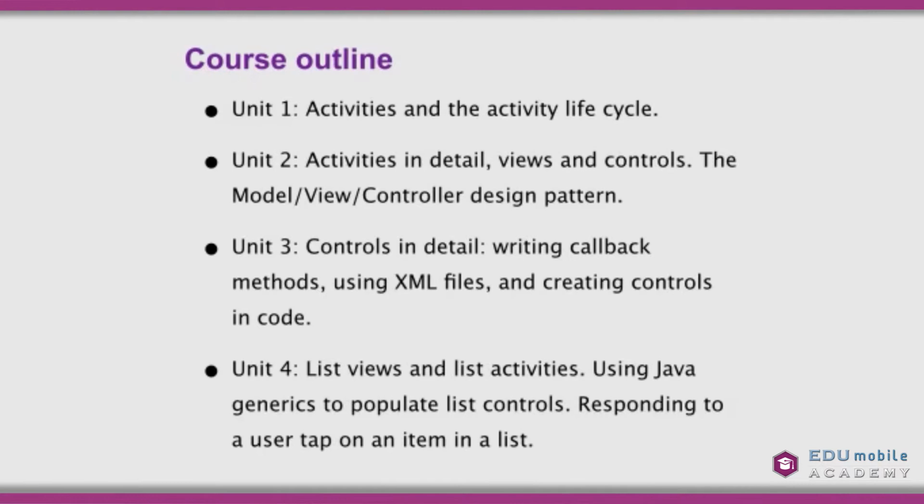Unit 4 is all about list views and list activities. These present a list of information that we get from some sort of data source. We can get it from an XML file. We can get it from a Java generic. We're going to talk about Java generics and how to populate list controls with them in this particular unit. And then we'll talk about responding to user taps on an item in a list by presenting a new activity perhaps. And in order to do that, we'll have to talk about the glue which holds these activities together in Android, and those are called intents.